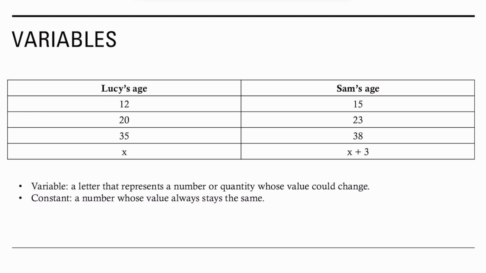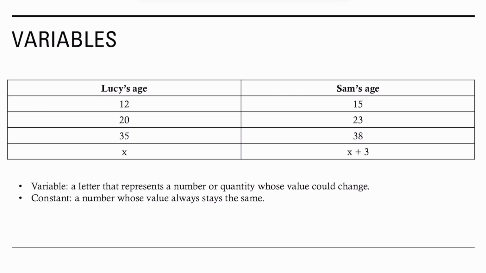And so what's a constant then? Well, a constant is just a number whose value always stays the same. This could be things like, how many fingers do you have? Well, it's going to be 5. Chances are, unless there's some big accident, that you're going to have 5 fingers, and so that would remain constant.